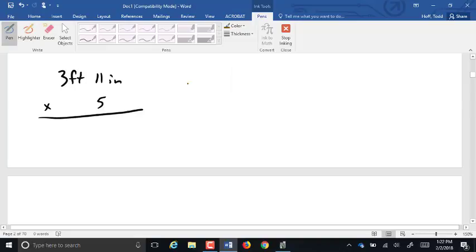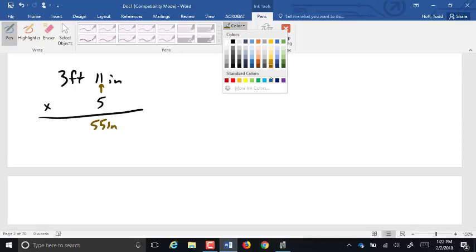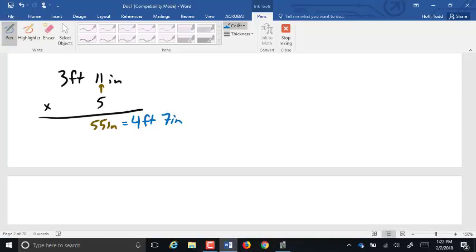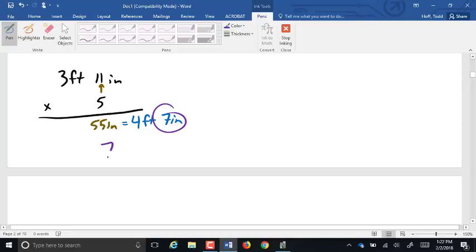So we could convert that all into inches, multiply it by 5, and then convert it back. Or we can just go ahead and multiply it the way it is. What is 5 times 11 inches? 55 inches. Obviously more than a foot. How many feet can I get out of 55 inches? 4 feet, which would be how many inches? 48. So how many are left over? 7. So we keep the 7 inches, and we carry the 4 feet. Now we have to do 5 times 3 feet, which is 15 feet, plus 4 is 19 feet.